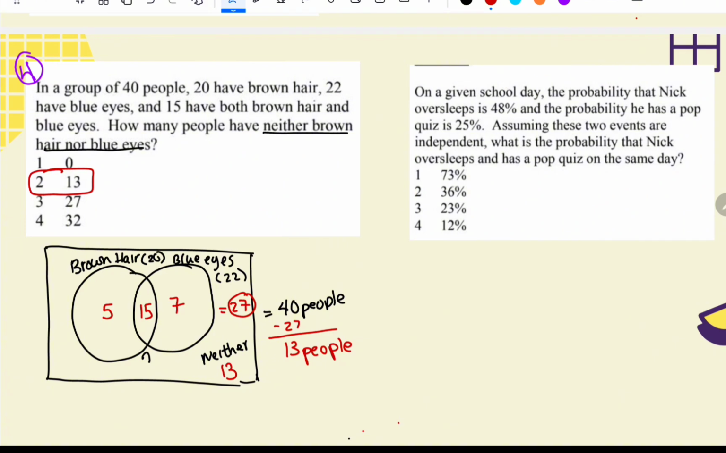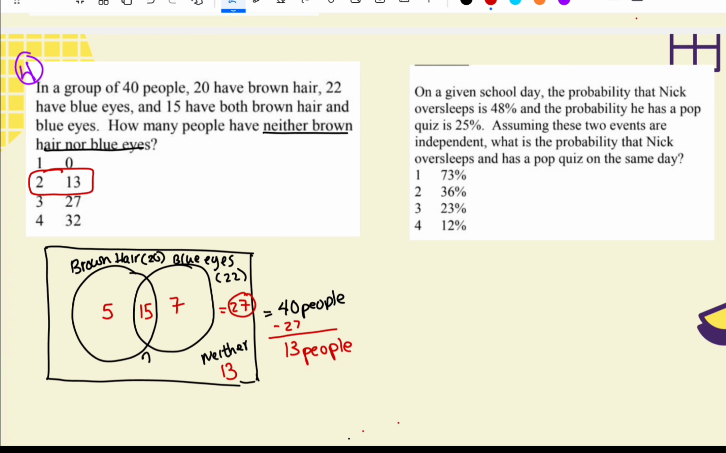So again, with this Venn diagram, you want to start off with your intersection. We know that our intersection is 15. We know 20 people have brown hair, 22 have blue eyes. If I already know that 15 have both, well, that means I only have 7 that only have blue eyes. If I know that 15 already have both, I know that only 5 have only brown hair. So I know 27 people either have blue eyes, brown hair, or both. To find how many have neither, I'm going to do 40 minus 27, and I'm going to get 13 people.